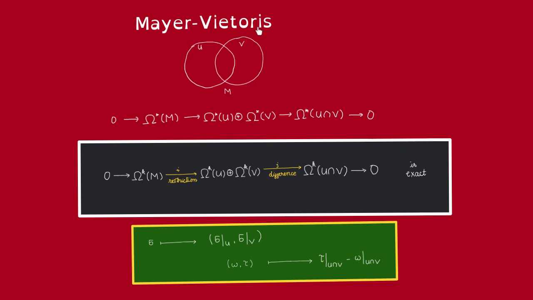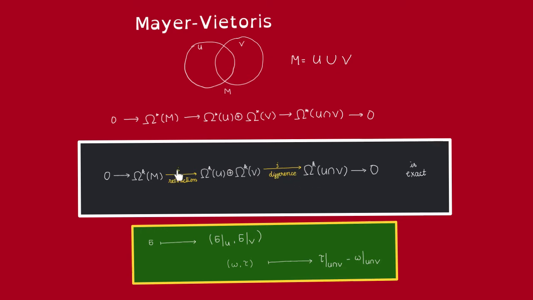The Mayer-Vietoris sequence is used to compute the cohomology of a manifold in terms of a covering. So the setup is: suppose that M is covered by open sets U and V. Then we claim that for every k, we will have the following short exact sequence, which then induces a short exact sequence of cochain complexes. So let's explain the maps in this short exact sequence.